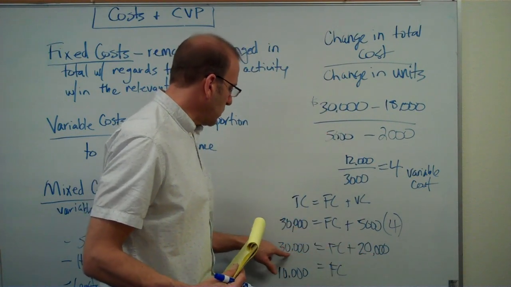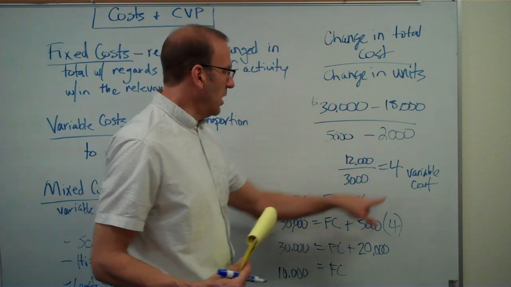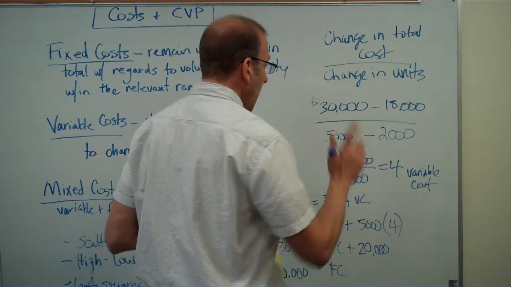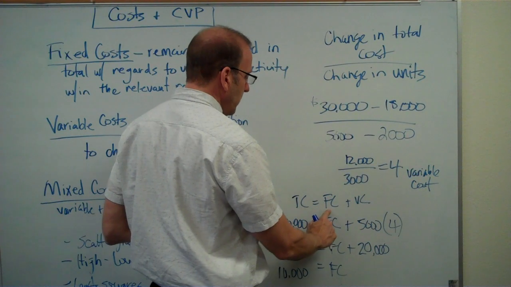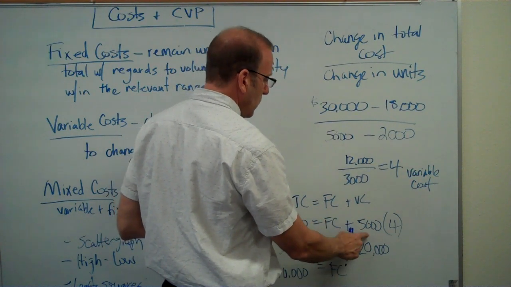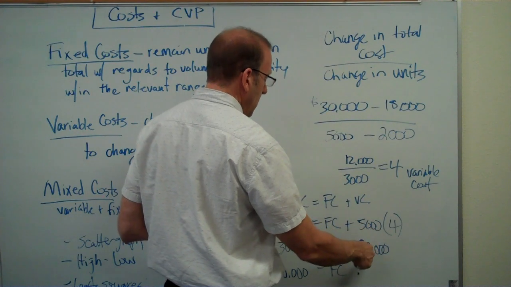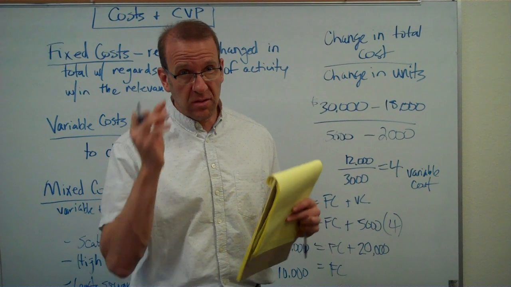So now I just subtract 20,000 from both sides. We get 10,000. So our fixed cost is 10,000. Our variable cost is $4 per unit. Now, I could have done the same thing. I could have used 18,000 for total cost equals fixed cost plus, then this would have been 2,000 times 4. That would have got me 8,000. 8,000 subtracted from 18,000 would have got me 10,000. So it gets me the same answer.